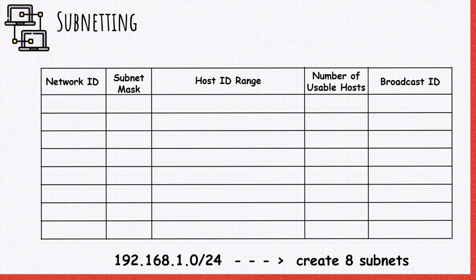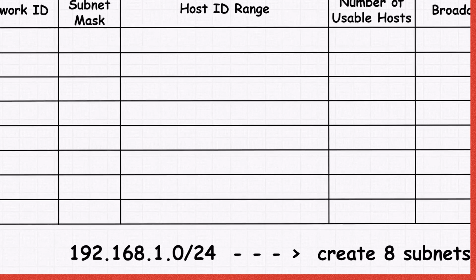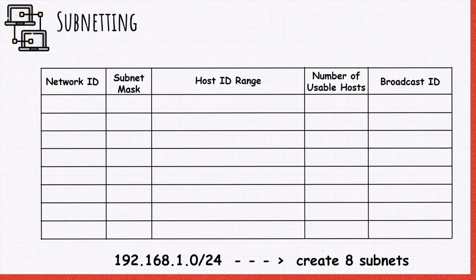We're given the network ID of 192.168.1.0/24, and we are required to create 8 subnets from that network, as well as fill in each subnet's information inside of this empty table that we see. So first of all, we already said that each subnet mask will have /27, which we simply read from the previous table. We can also read the amount of hosts, which would be 32 for each subnet.